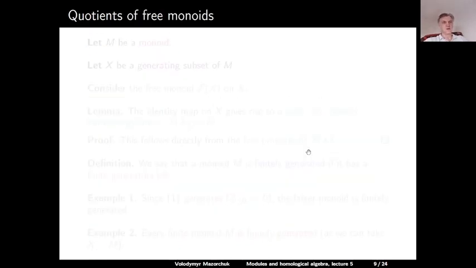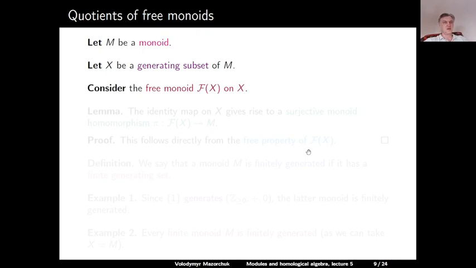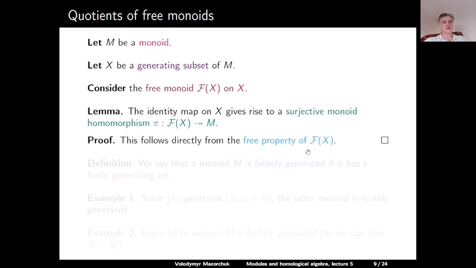Next, let us talk about quotients of free monoids. Let M be a monoid and X a generating subset of M. We can consider the free monoid F of X on the set X. Similarly to the semigroup case, the identity map on X gives rise to a surjective monoid homomorphism π from this free monoid to M, and this is a direct consequence of the free property for F of X.